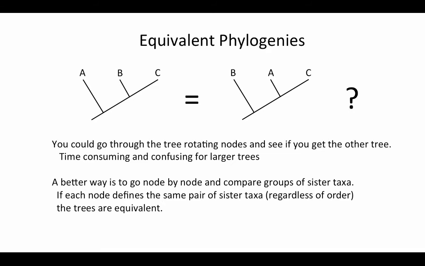So if we look at this one, a very simple example, start with this node and we can see that one sister taxon is A, the other one is B plus C. And on this tree, one sister taxon is B, the other one is A plus C. They're not identical groups of sister taxa, so we would say that these are not equivalent trees.